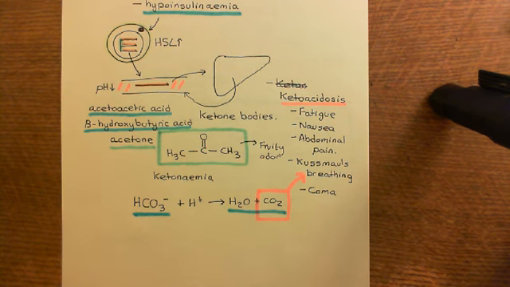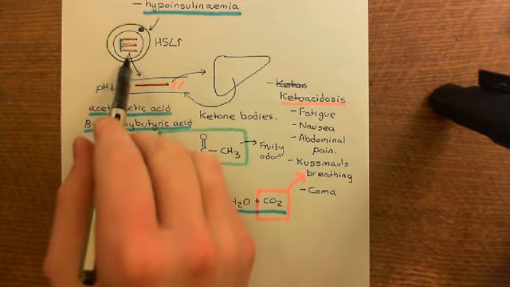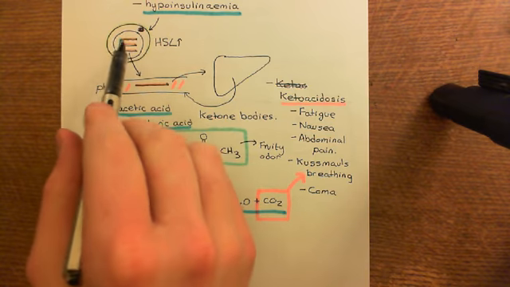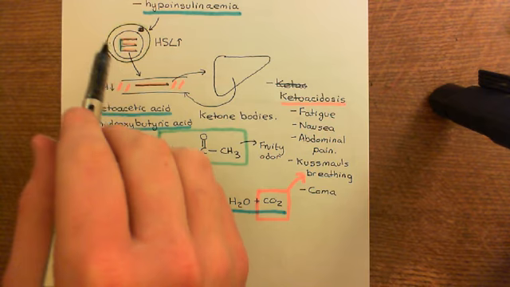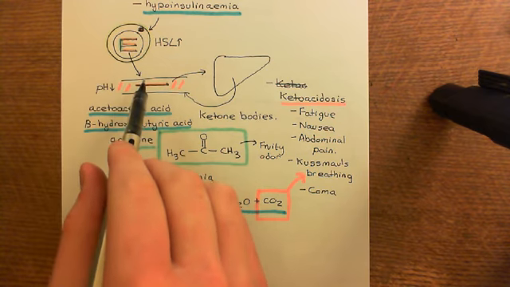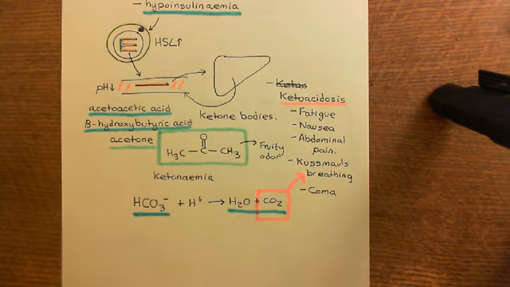Now the treatment is to give insulin, because only by giving insulin will you assure the adipocytes that they do not need to be releasing all of these free fatty acids, and then by stopping them from releasing all the free fatty acids, you can stop the liver from producing this excess of ketone bodies. So that's diabetic ketoacidosis.